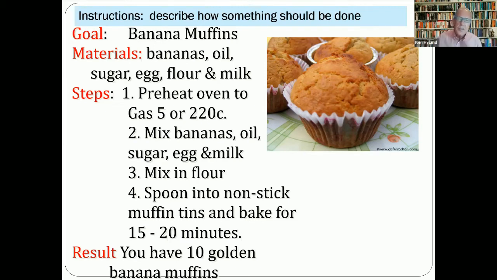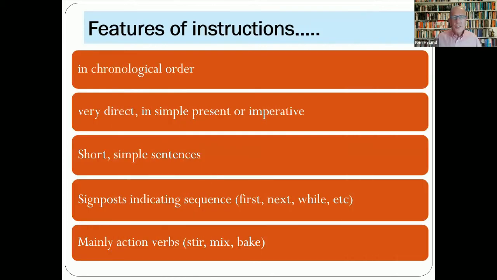Genre also tells us not just about the structure, but about the features that we're likely to find in that genre. So an instruction text is likely to be organized in chronological order, to be written very directly in simple tense, simple present, or the imperative, focuses on generalized human groups rather than individuals. It uses short, simple sentences, a lot of sequencing, signposting, and uses action verbs, doing verbs. So genres encourage us to look for organizational patterns in how we create meanings.